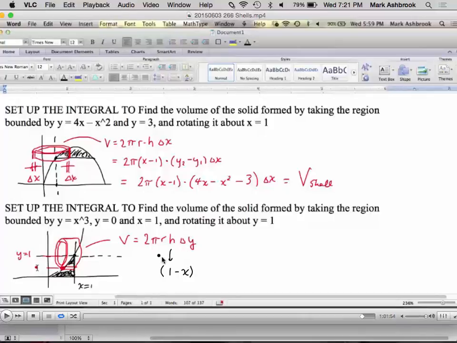Okay, and then what about the radius? The radius is from y equals 1 down to here. So how would you define the radius? Not quite. Final y minus initial y. 1 minus y. So the radius is 1 minus y, and the height is 1 minus x. And then because we're doing delta y, you have to change x to x in terms of y, which is the cube root of y, right?